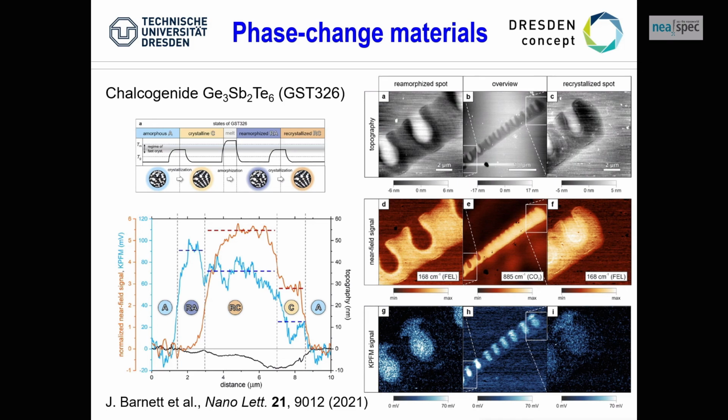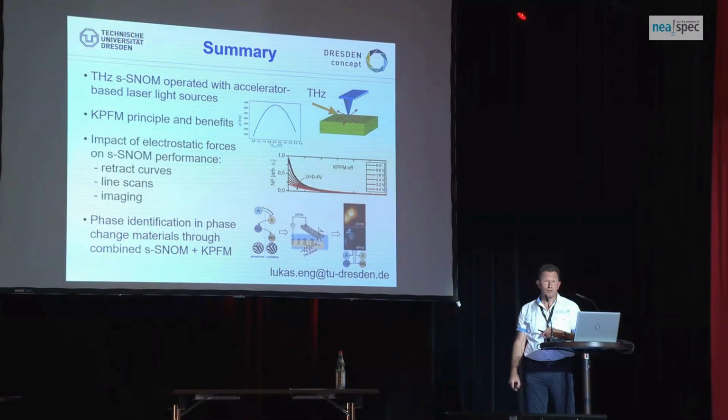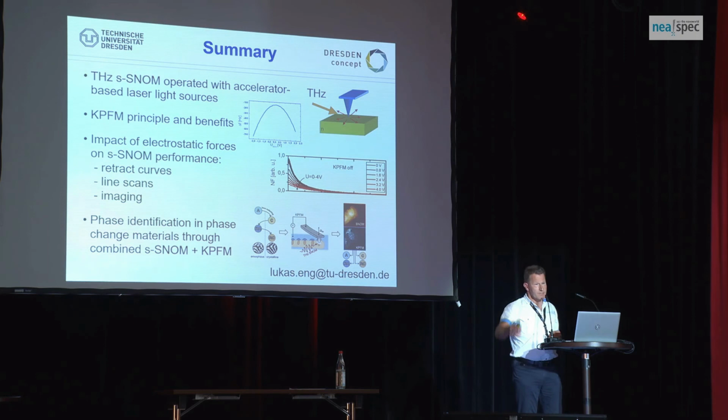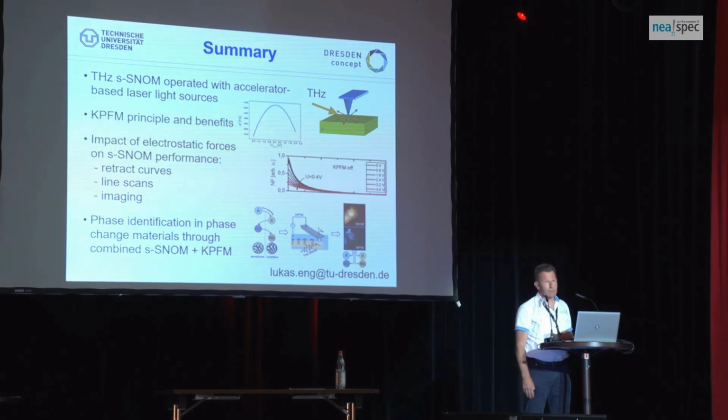With this, let me start with a summary. What I wanted to show you is, first of all, that we do have a really operating terahertz s-SNOM. We can couple that to these fancy acceleration units that we have, down to, in fact, 100 gigahertz. I showed you how this principle of Kelvin compensation works and what the best way is, in fact, to go for this sideband regulation.